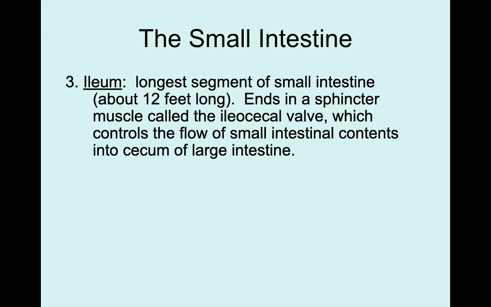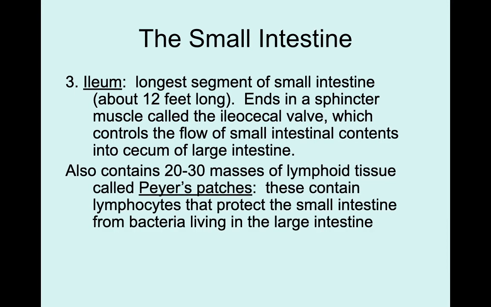We also see that there is some immune tissue, or lymphoid tissue, at the end of the ileum, around the ileocecal valve. These are called Peyer's patches. There are about 20 to 30 masses of this lymphoid tissue, and these contain lymphocytes, or white blood cells, that are able to destroy any bacteria from the large intestine that try to move up into the small intestine.